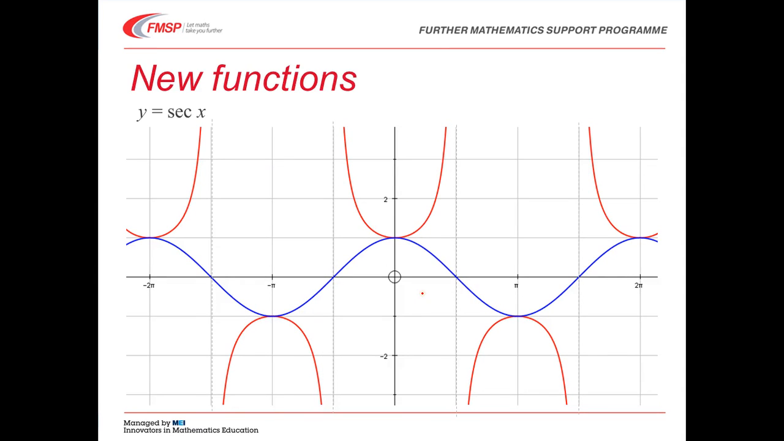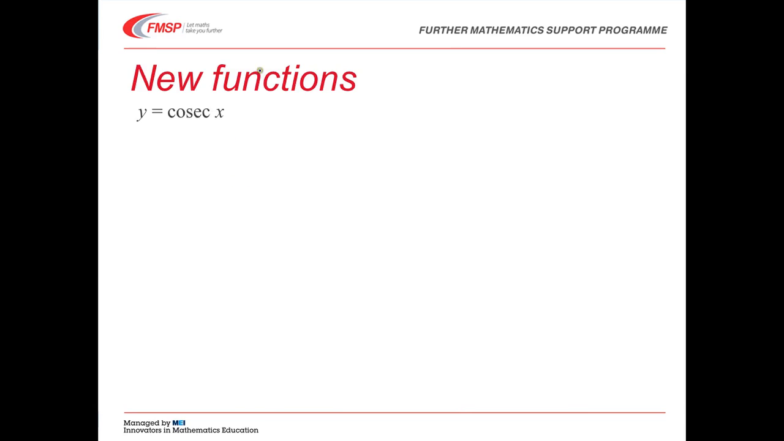Here's one I prepared earlier. So the red one is sec x and the blue one is cos x. You can see how they're related to each other there. Okay, so cosec is 1 over sine. Pause the video and try sketching this for yourself. Okay, did you remember to put the asymptotes in?